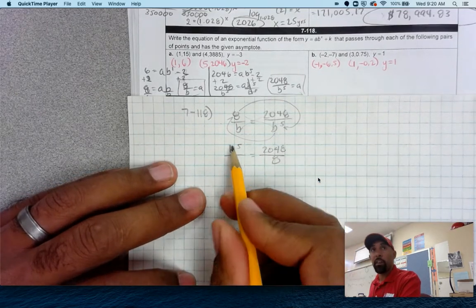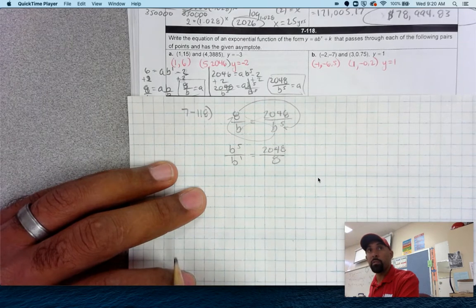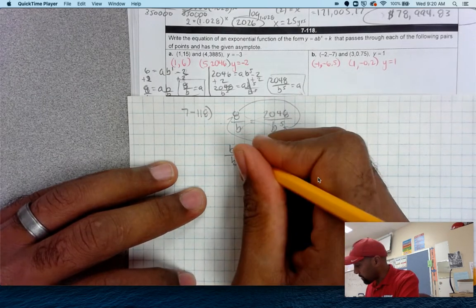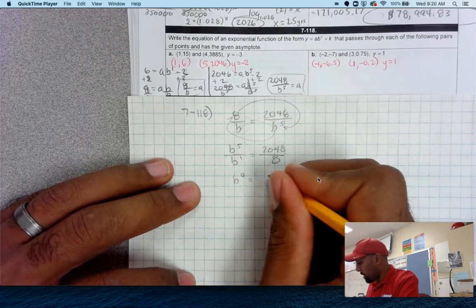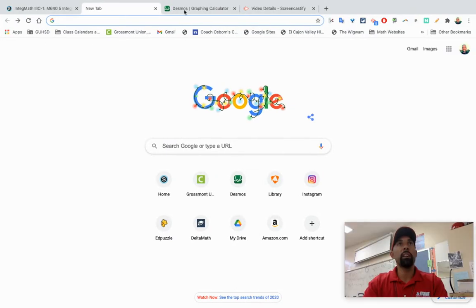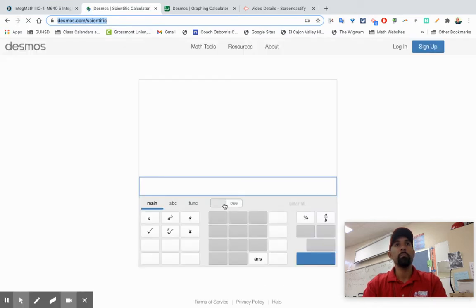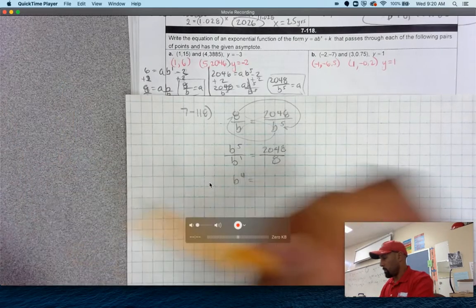All right, so now I can simplify this part. And remember, this is just 1. So basically, when I divide, I subtract. So 5 minus 1, so b to the 4th. And then I would divide 2,048 by 8. Oops, where did my calculator go? All right, so 2,048 divided by 8 is 256.